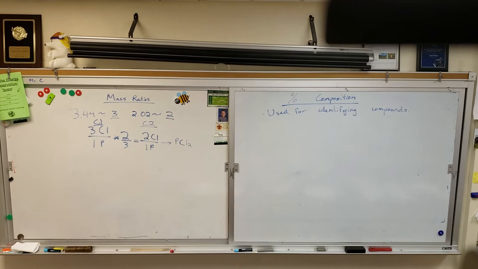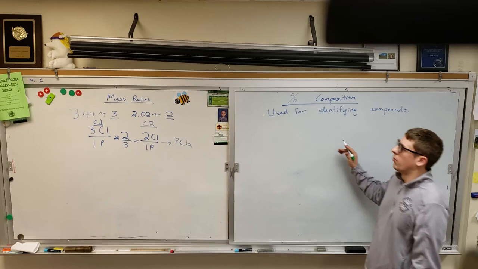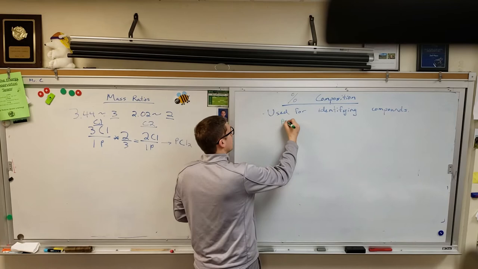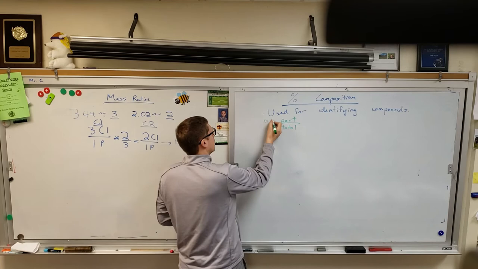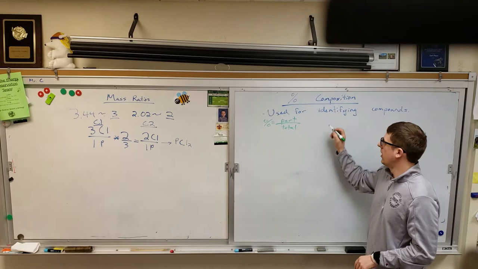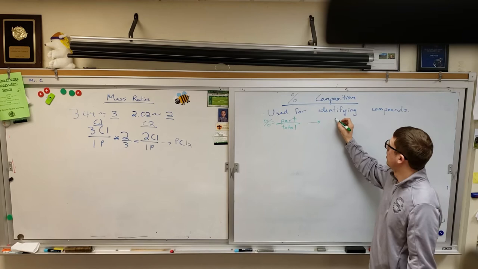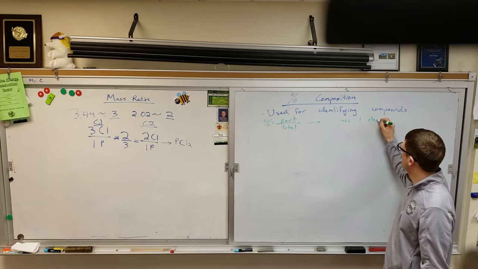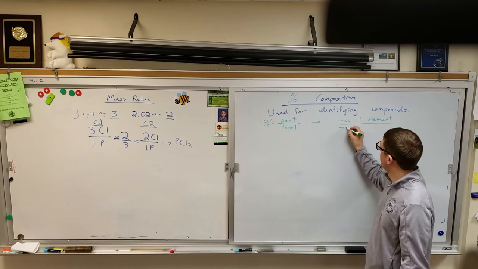So percent composition, rather than being element over element, is going to be the part over the total. And this is in percent composition by mass, the mass of one element over the mass of total compound.